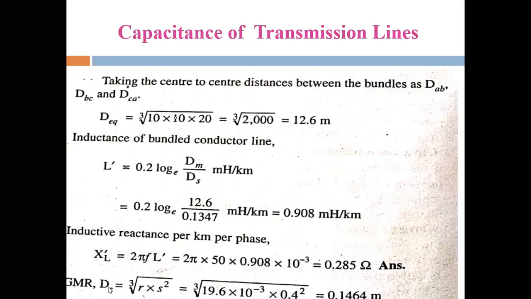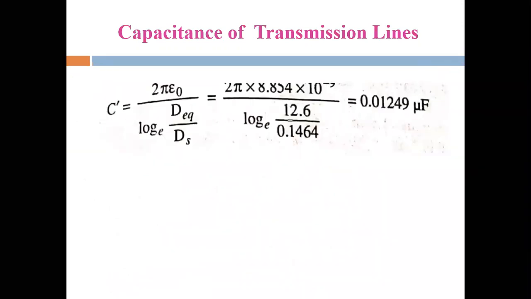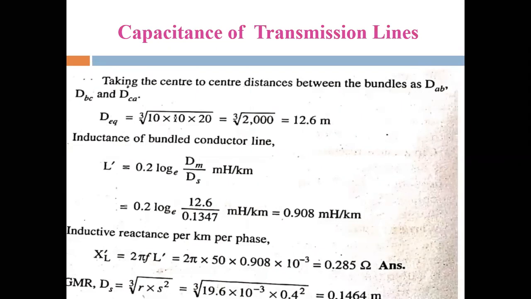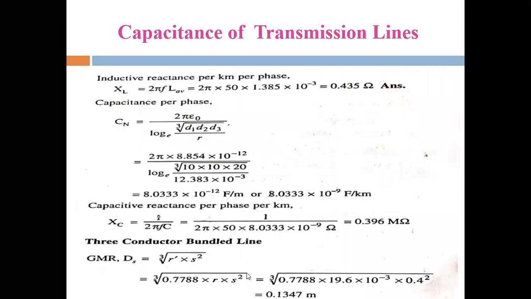Next, we calculate the Ds. That is equal to the cube root of 19.6 into 10 power minus 3 into 0.4, which is equal to 0.1464 millimeters. 19.6 is the R.